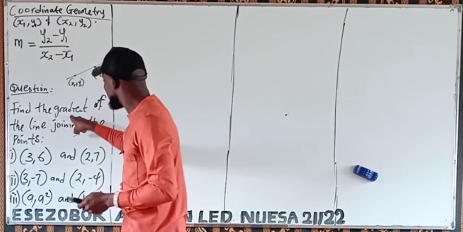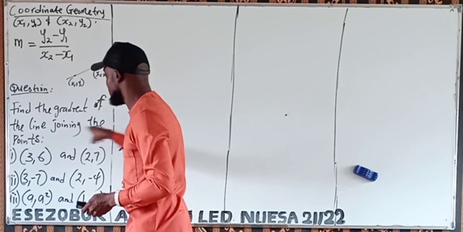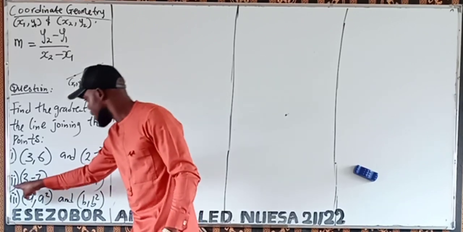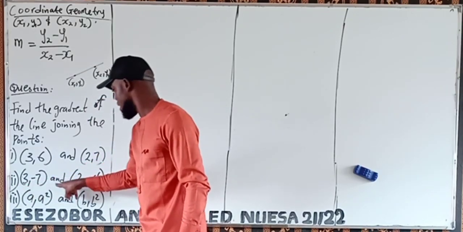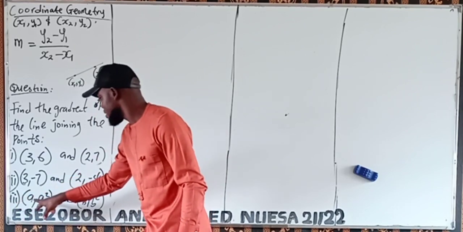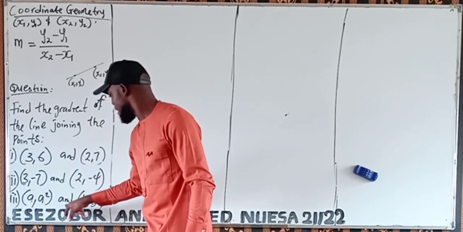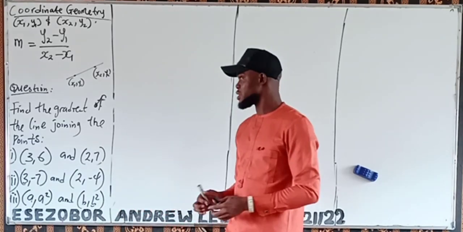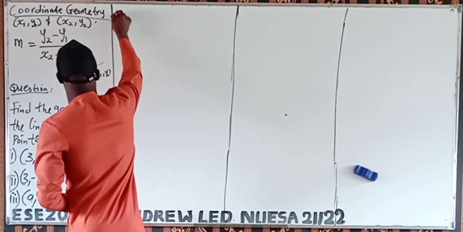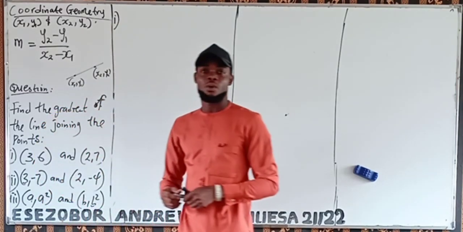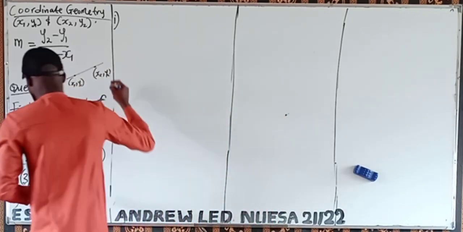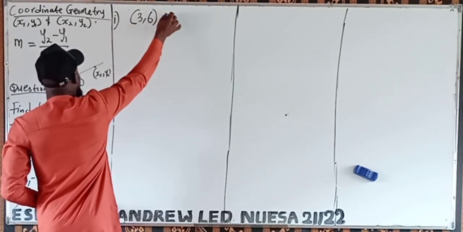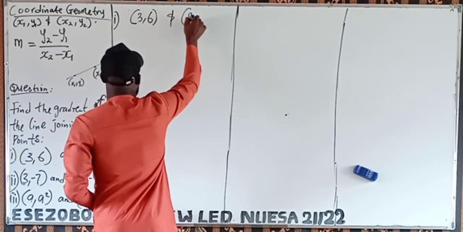From here, let's go and see what we're going to have. The question is, find the gradient of the line joining the points. Number 1 is (3, 6) and (2, 7). Number 2 is (3, minus 7) and (2, minus 4). Number 3 is (a, a squared) and (b, b squared). That is the question. So how are we going to do this now? Let's say for the first one, what are we going to have here now? The points we're looking at are (3, 6) and (2, 7).